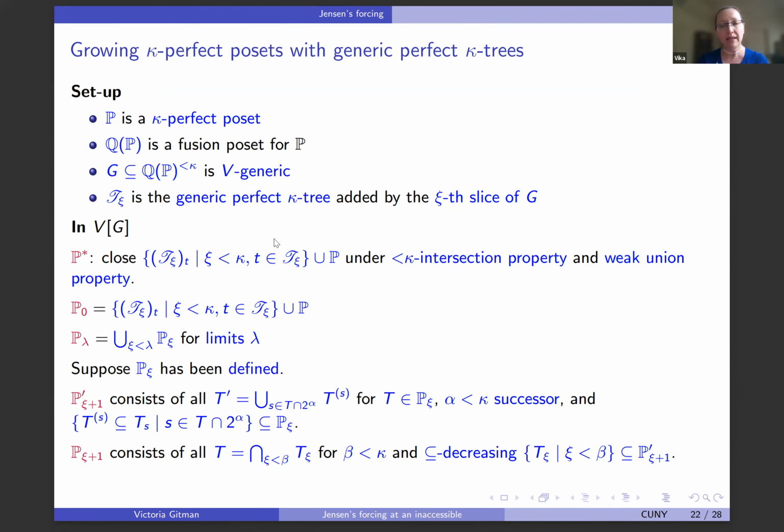And our poset P star is going to be, in the forcing extension, the closure of P with these generic trees under less than kappa intersection and the weak union property. So this is, again, you just do the same closure in kappa many steps that we did to obtain P min. Okay. And again, the question is, what do elements of P star look like?